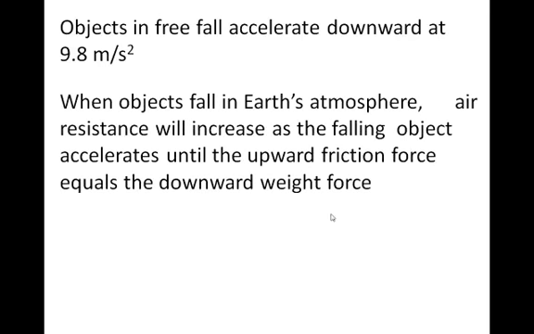Anyway, objects in free fall accelerate downward at 9.8 meters per second squared. When objects fall in Earth's atmosphere, air resistance is going to increase as the falling object accelerates towards Earth, until finally the upward friction force of the air resistance coming up will equal the downward weight force. I'll give you a second to write this down.